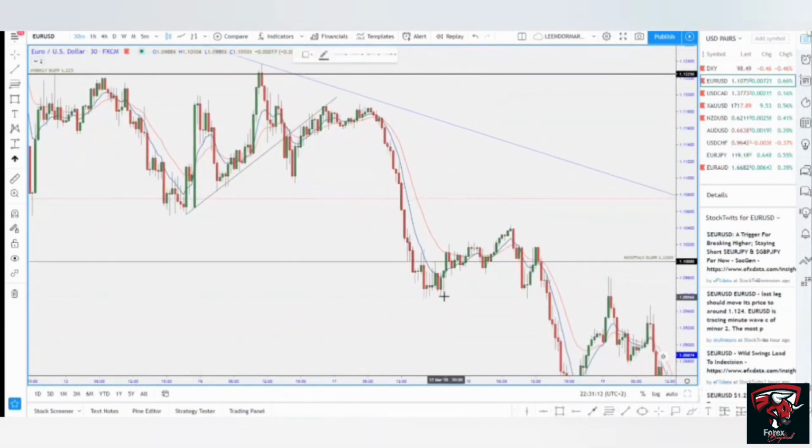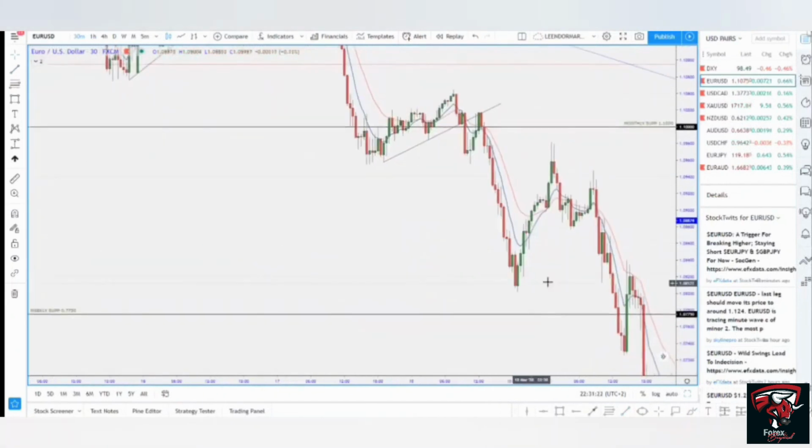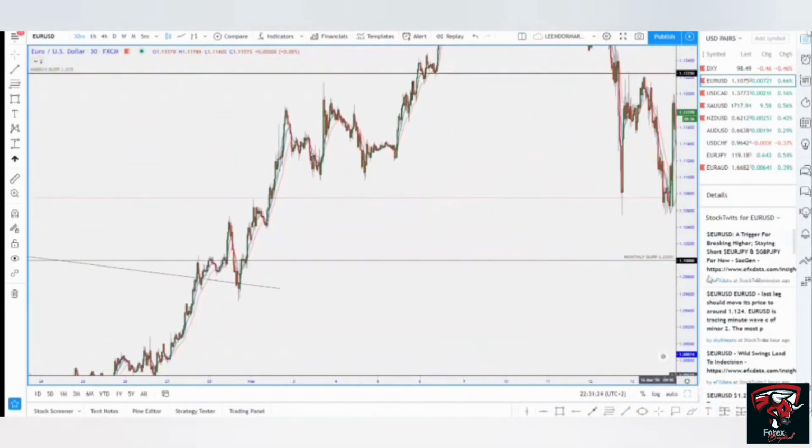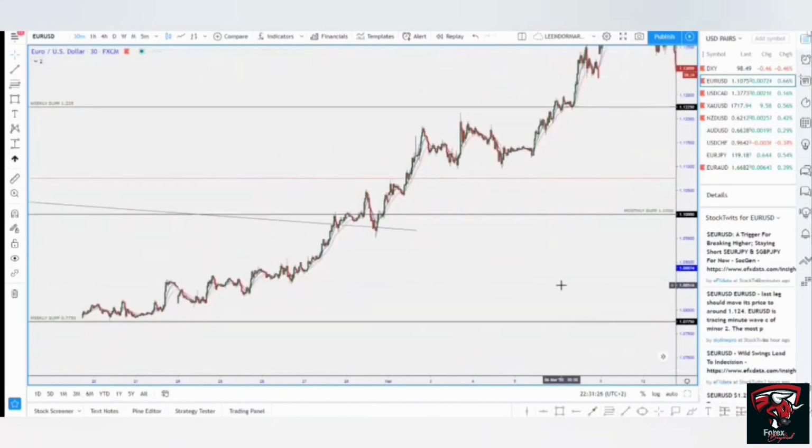Beautiful move again. Counter trend move, first wick, second wick. Look at that. Breakout, retest. Beautiful move to the downside. You can do this, guys. Just keep on practicing these things. Very, very easy moves.